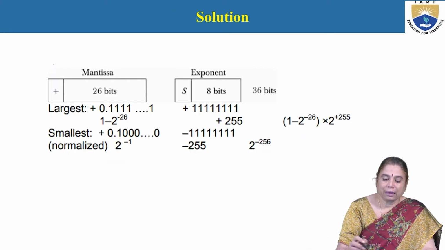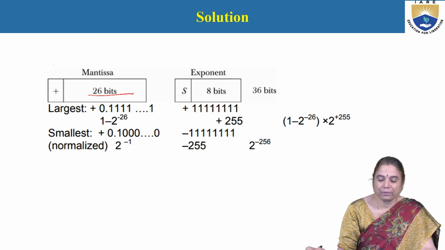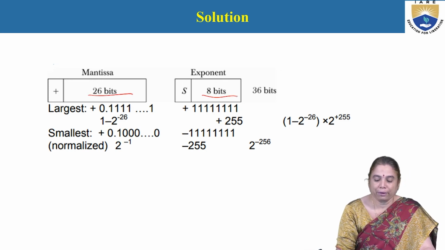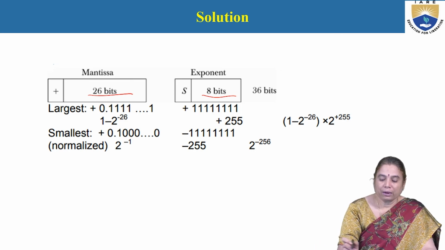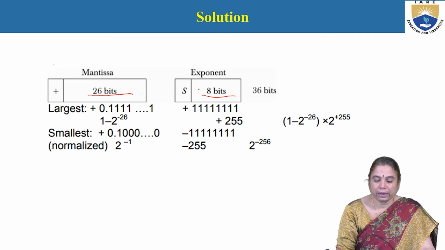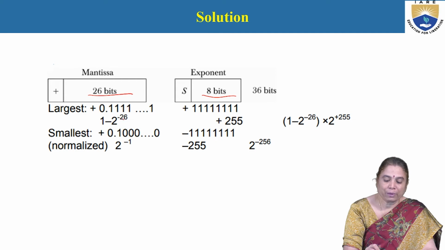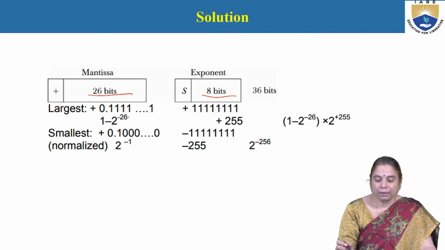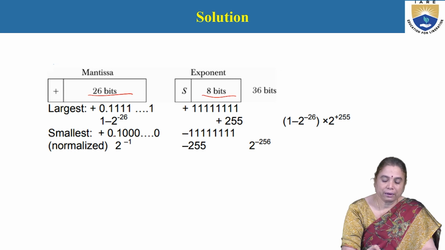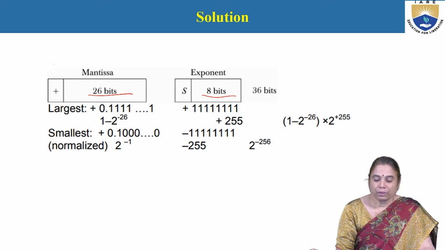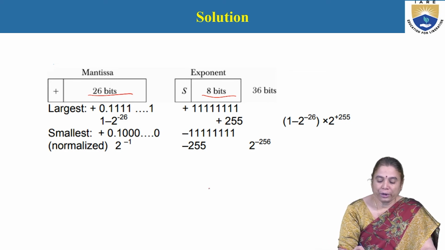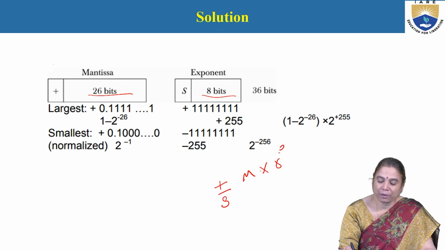So the mantissa has to be represented with 26 bits and the exponent with 8 bits. With 1 bit for the sign bit, a total of 36 bits can be represented. So the largest can be 1 minus 2 power minus 26. And with the normalization, it can be represented as 0.100 with the 25 bits. In this way, the floating point number has to be represented with plus or minus the sign bit, then the mantissa multiplied by the radix power exponent form.